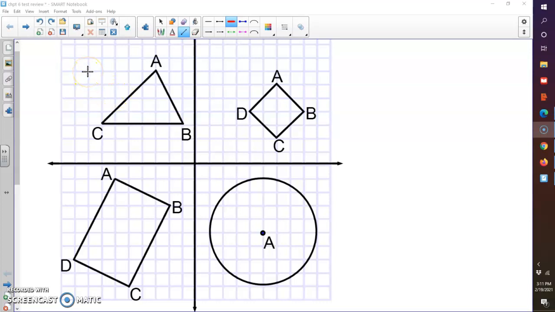Alright guys, this is going to be the review for your Chapter 6 test part 1. We're going to start by finding the area and perimeter of a triangle, square, rectangle, and circle. So I'm going to start with my triangle.